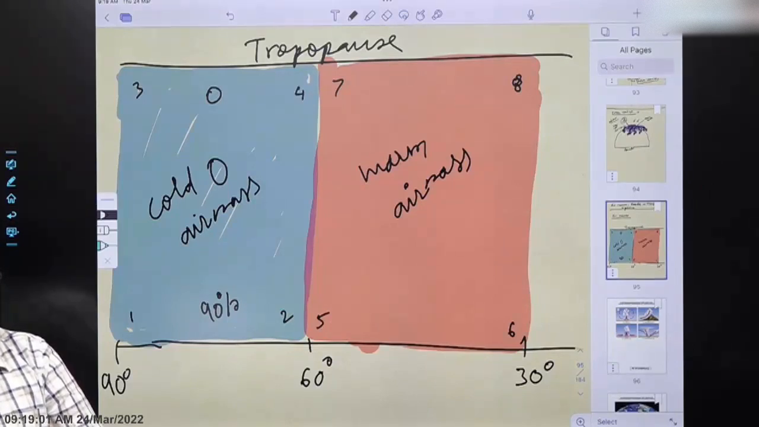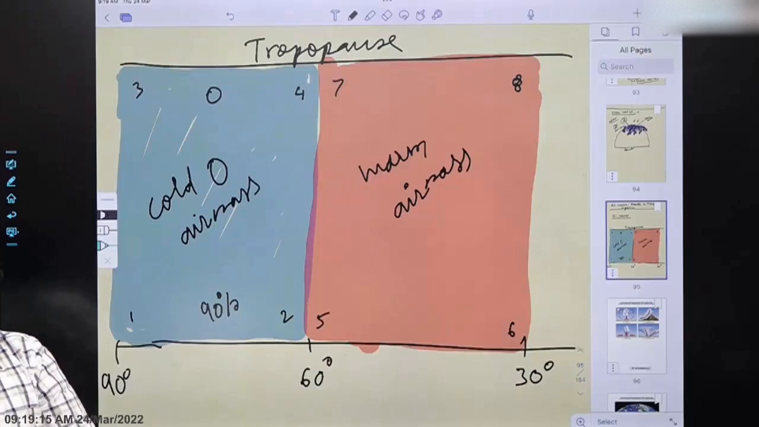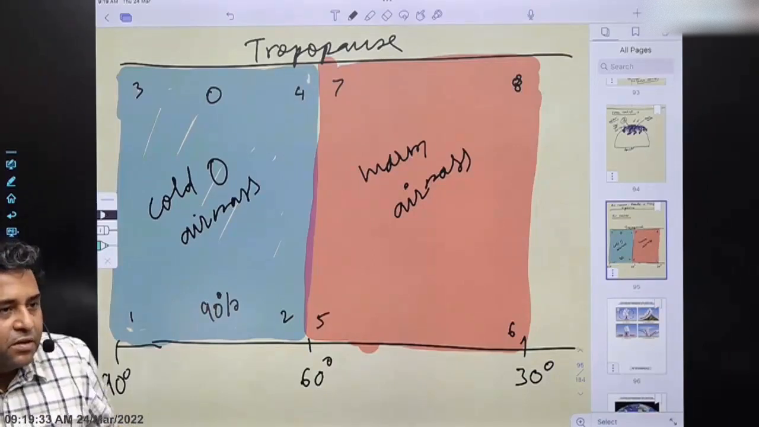Full stop. The relative humidity remains similar throughout the air mass, vertically and horizontally. Is this okay? ठीक है.